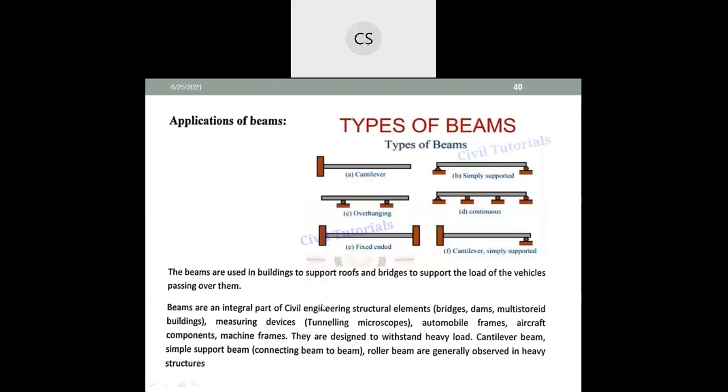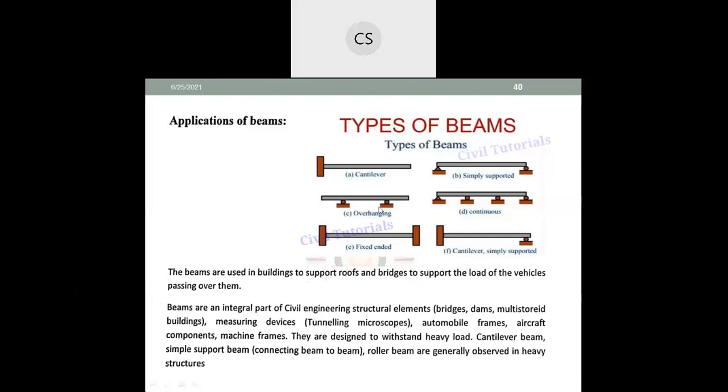All right. So let us move forward. What are the applications of beam? To understand the application of beam, you should understand the different types of beam. One end is supported, the other end is not supported. That is known as a cantilever. Then both ends of the beam are supported. That is known as a simply supported beam.